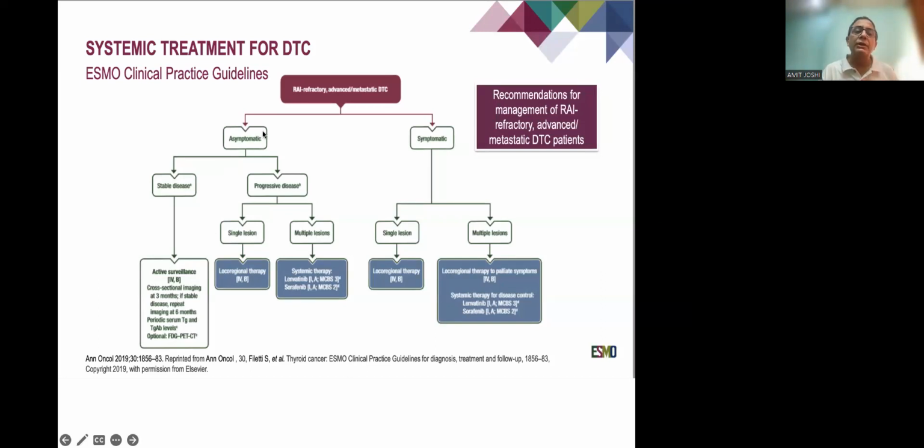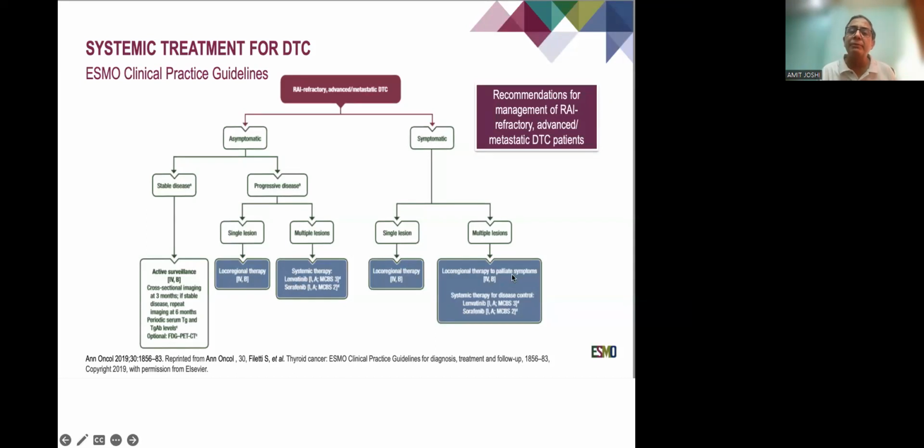6 monthly. In an asymptomatic patient, if there is progression of disease on the scan in a single region, you can consider local regional therapy like SBRT or radiofrequency ablation, or removal of that disease, a metastectomy. If there are multiple regions, then lenvatinib and sorafenib come in. If the patient is symptomatic with a single lesion, local regional therapy.